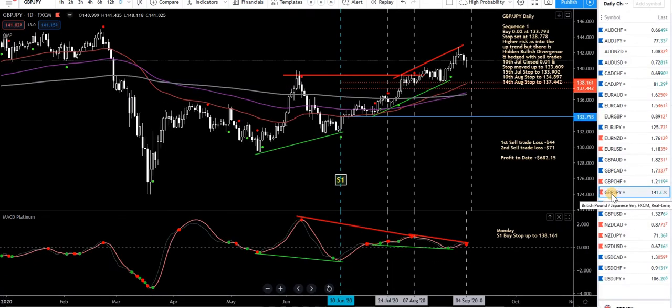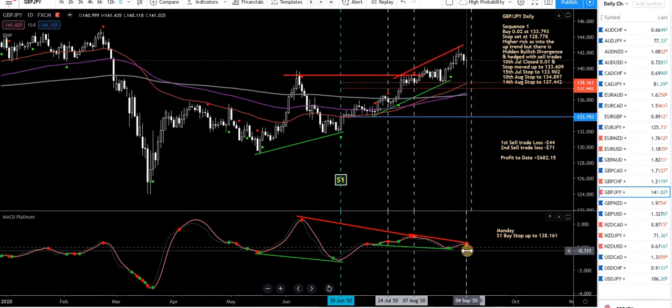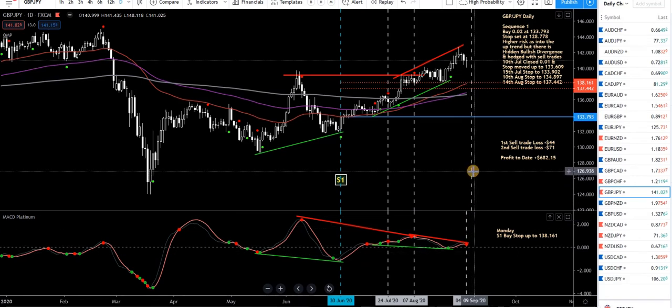Pound yen, another one. Monday, what am I doing? Sequence 1, buy stop up, move my buy stop up. So my stop's here, I'm in a buy here. The stop's currently here, I'm just moving it up a little bit below this low here, tightening things up. Again, a grey vertical line is drawn because there's a new red dot on the MACD Platinum just above the zero level.